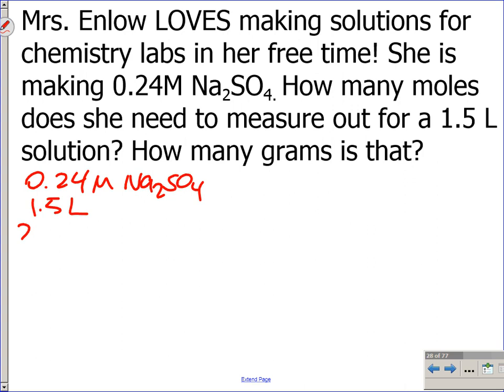How many moles? Question: moles, and that's assumed to be sodium sulfate, remember, because that's our solute there. Do I need to measure out to make the solution, and how many grams is that? So another question will be how many grams of sodium sulfate is that? Okay.